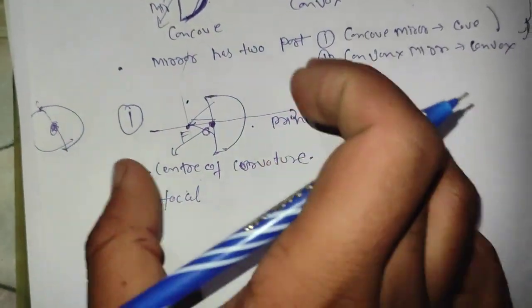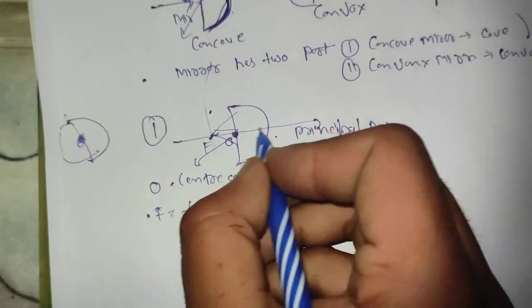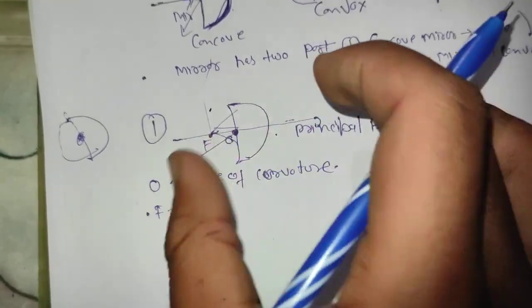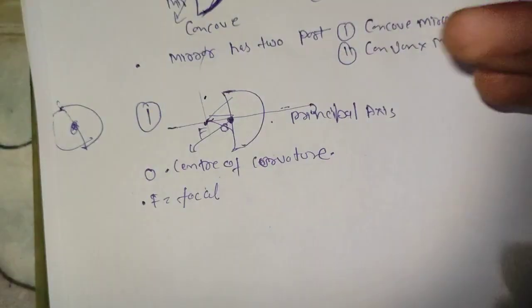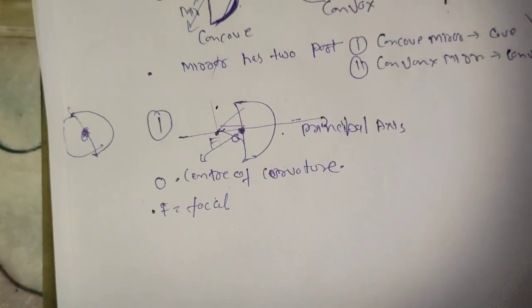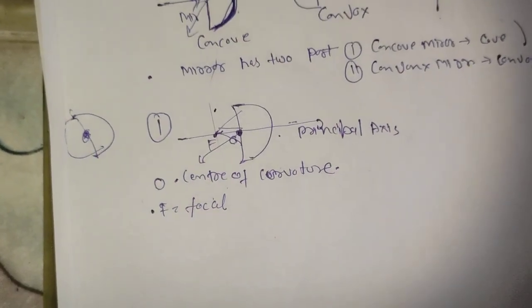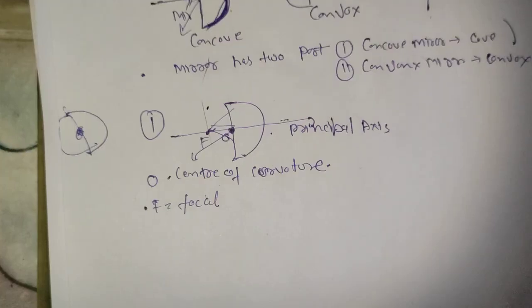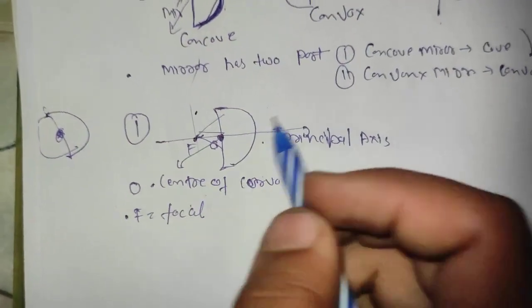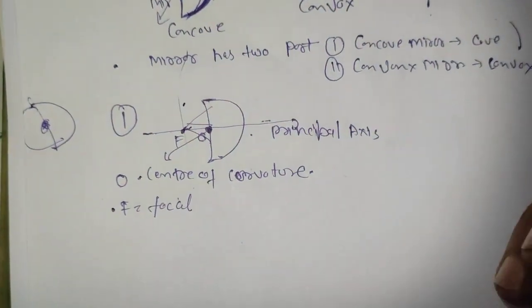These are some brief introductions to the principal axis and other terms. In the next class we will discuss them deeply, along with light reflection, and then move on to understand the whole chapter of light and reflection. I hope you understand the topic and the concept. We will meet in the next class. Bye bye.